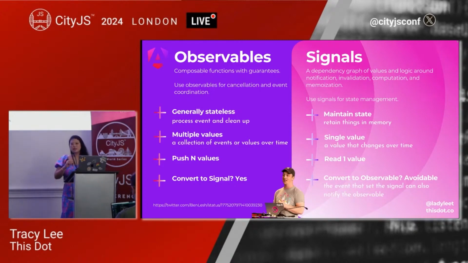Converting, so there's toSignal and toObservable in Angular, which I think is also kind of confusing because you think they're interchangeable, but with observables, you can convert it to a signal. With signals, typically you don't want to convert it to an observable. It's typically avoidable because the event that set the signal can also notify the observable.